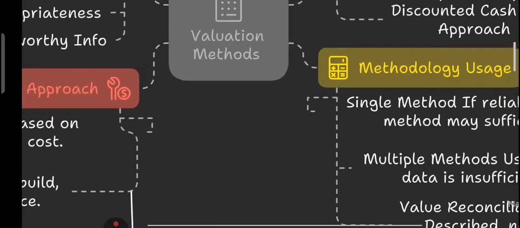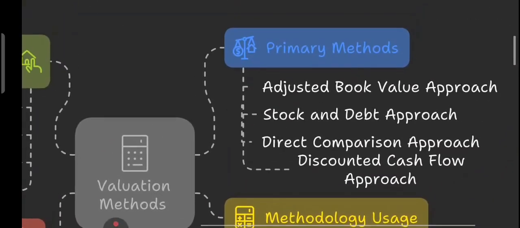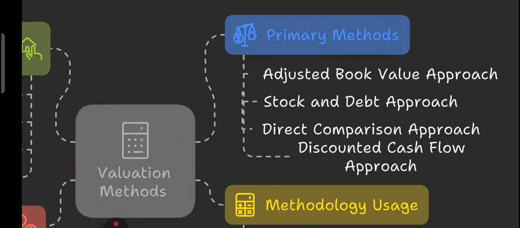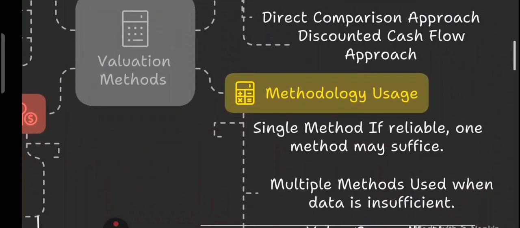Then we have primary methods. There are some primary methods of valuation also. Let me give you the names, and I will discuss them in detail. The first is called the adjusted book value approach, then the stock and debt approach. We will cover all these things. Then the direct comparison approach and the discounted cash flow approach. These are the four primary methods used.